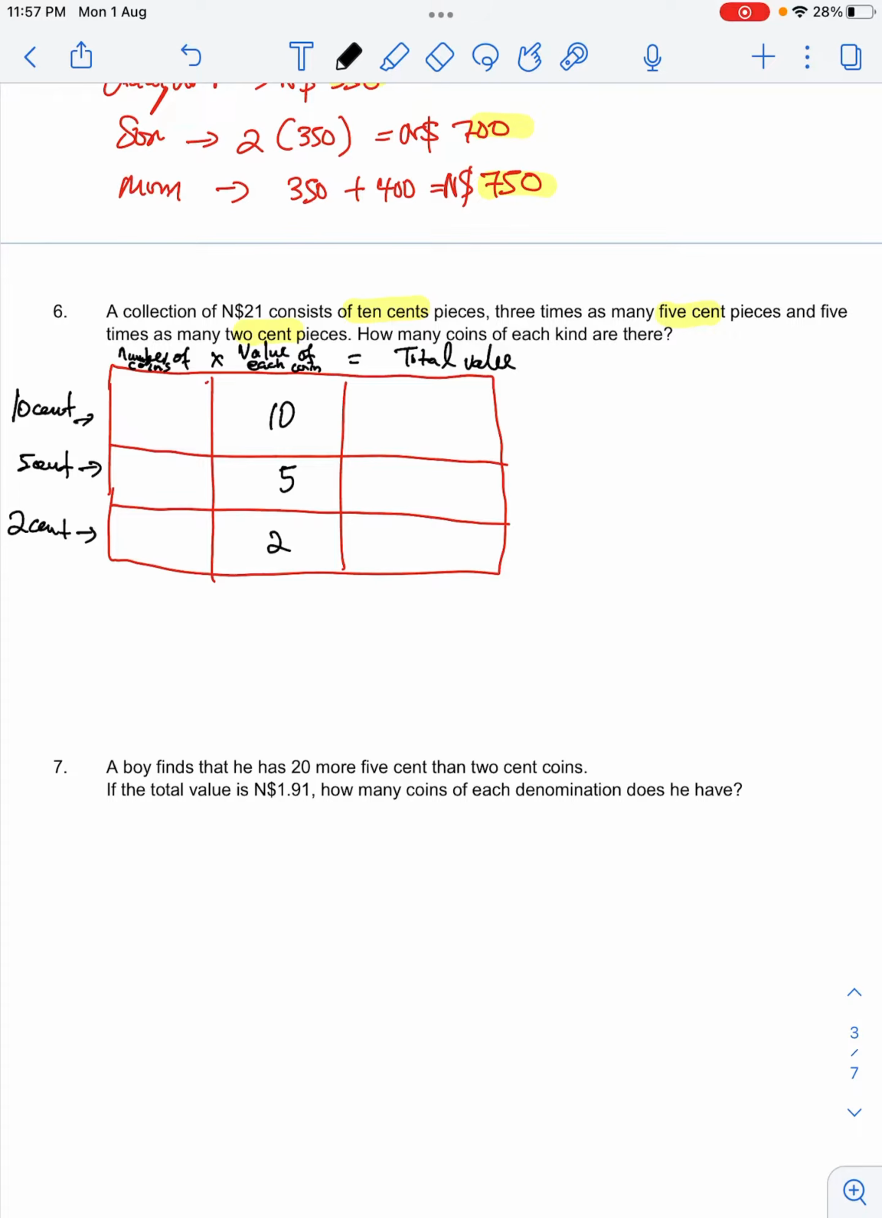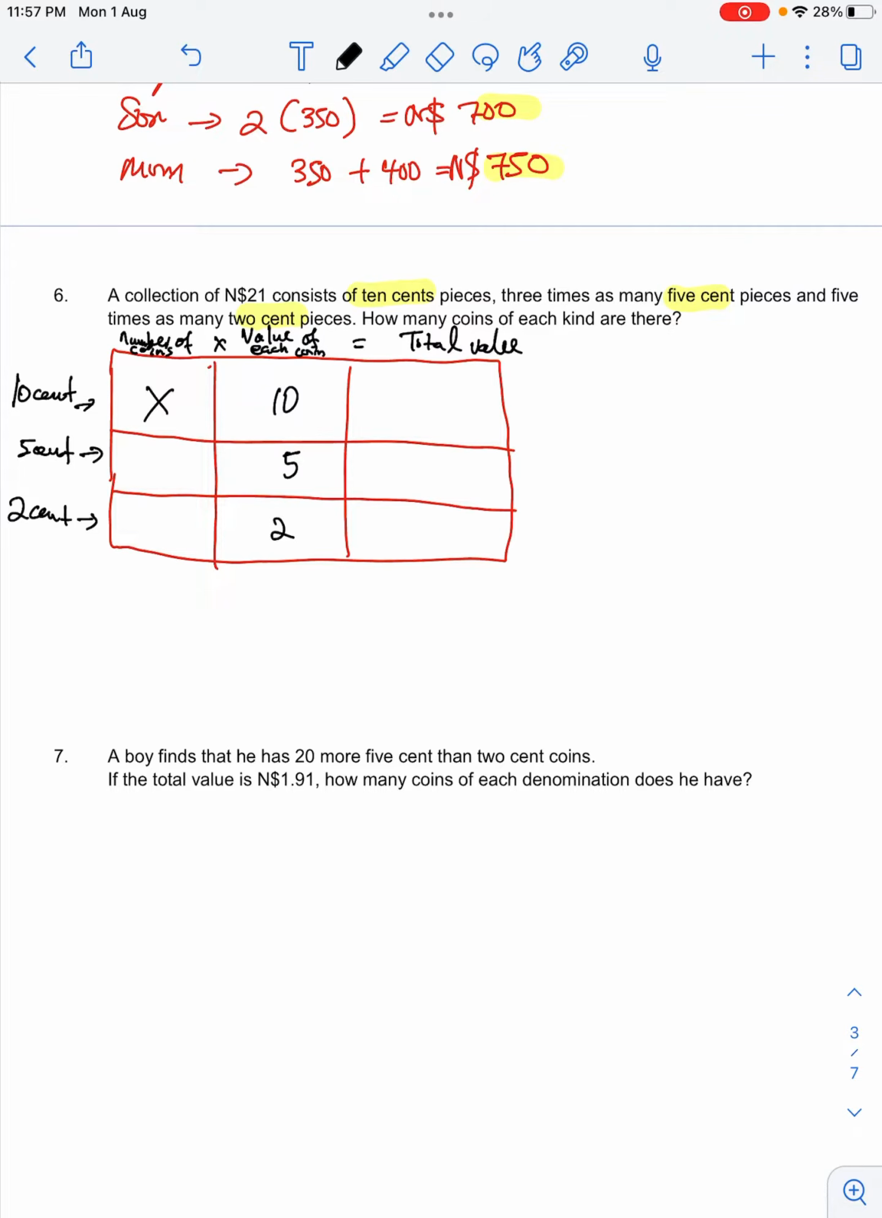And what do we know? Well, we don't know the number of coins, so we're going to let that be x. But what do we know? We know that there are 3 times as many 5-cent pieces. And we also know there are 5 times as many 2-cent pieces. So we are now going to multiply. So we multiply the first column with the second one.